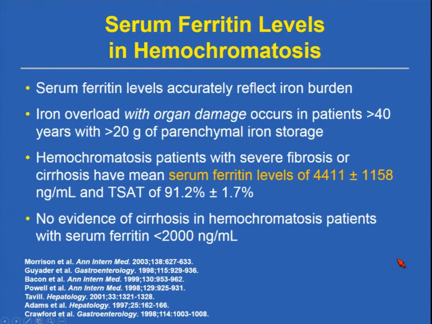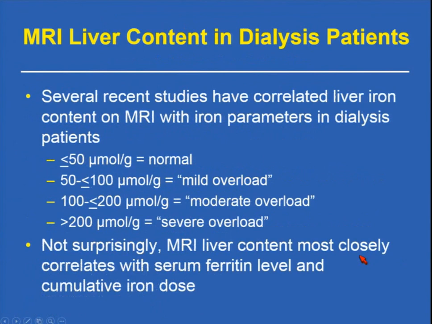So hemochromatosis patients with severe fibrosis or cirrhosis actually end up having a mean serum ferritin level of almost 4,500, which is far in excess of the 820 that we showed you is the mean for dialysis patients in the United States, and a TSAT of 91%, which is also far in excess of the mean transferrin saturation levels in dialysis patients of 30%. There's actually no evidence of cirrhosis in hemochromatosis patients with serum ferritins that are less than 2,000.